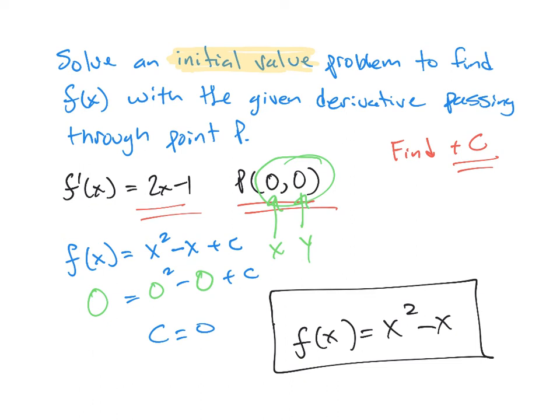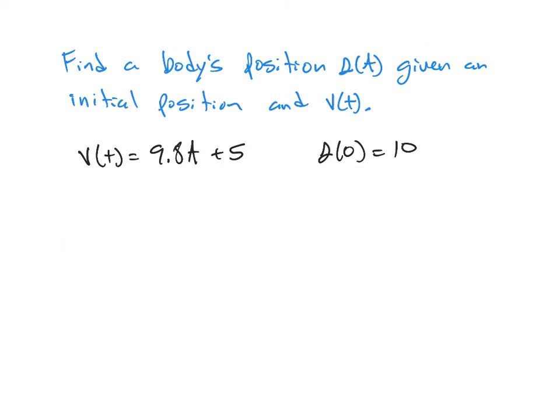Let's take a look. This is essentially the same type of problem as the one we just saw in the last example. The difference is we've added this context from physics. We are now talking about finding a body's position given an initial position and its velocity at time t.